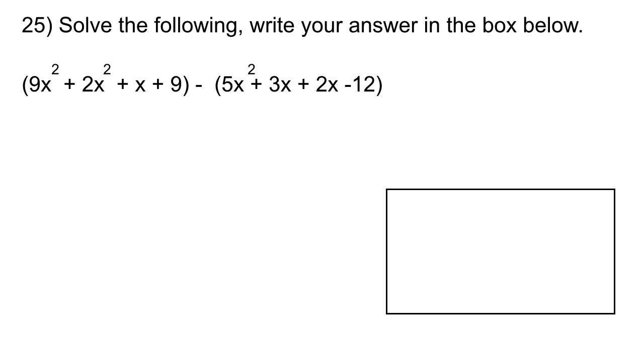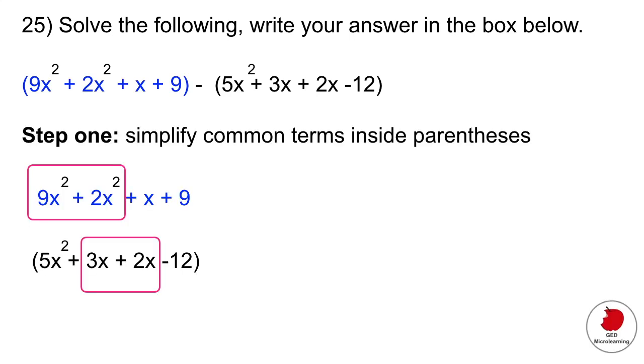Okay, question 25. Once again, you have one of these polynomials that you're subtracting, and you can see that there are common terms already inside each of these parentheses. So step 1, simplify those common terms first. In the first expression, you would add those two terms first: 11x squared plus 2x squared is 11x squared, plus x plus 9. And then in the second bracket on the right side, you would add those common terms, and it would give you that number. All right, so that's the simplified equation.